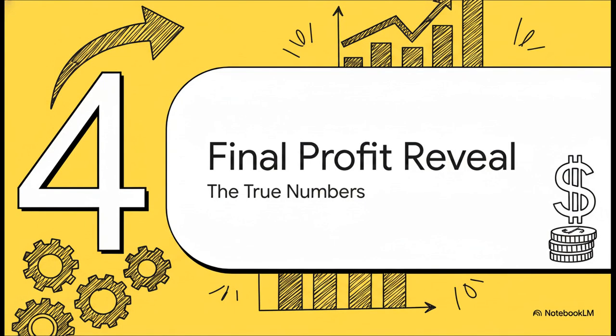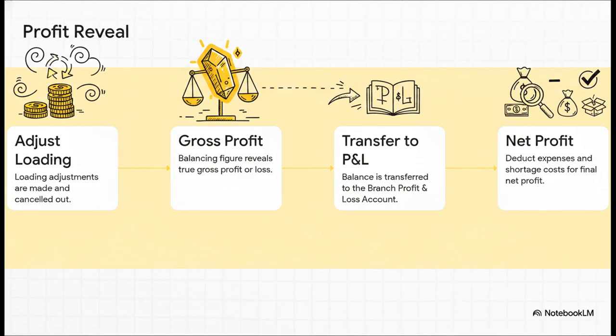All right, Section 4, the final profit reveal, finding the true numbers. Let's trace this through the final 4 steps to see how this all builds up to uncover the branch's actual success. In step 1, the loading adjustments we just talked about are made and fully canceled out, which completely neutralizes all that internal inflation. Then, in step 2, once we tally up the debit and credit sides, we get our balancing figure.